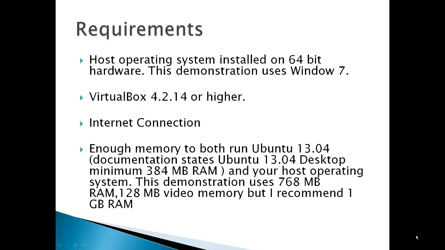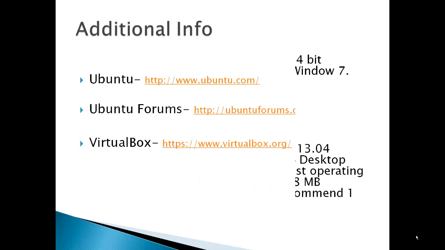Now, Ubuntu documentation says you only need 384 megabytes of RAM, but this demonstration uses 768 megabytes of RAM. I tried installing Ubuntu into VirtualBox with 512 megabytes of RAM, and it would work sometimes, and it would not work at other times when I updated it. I would recommend at least having a gigabyte of RAM, which is 1,024 megabytes.